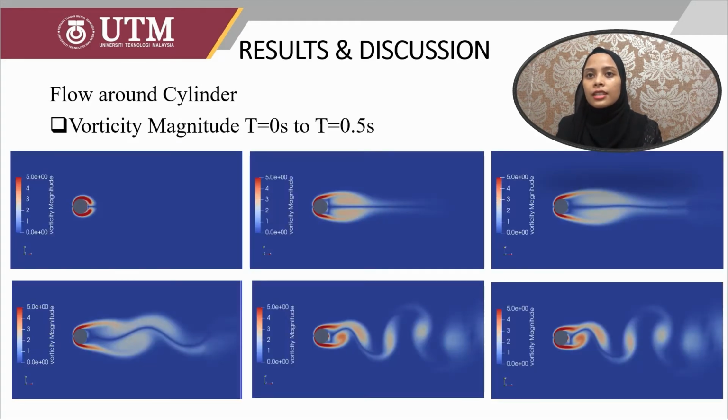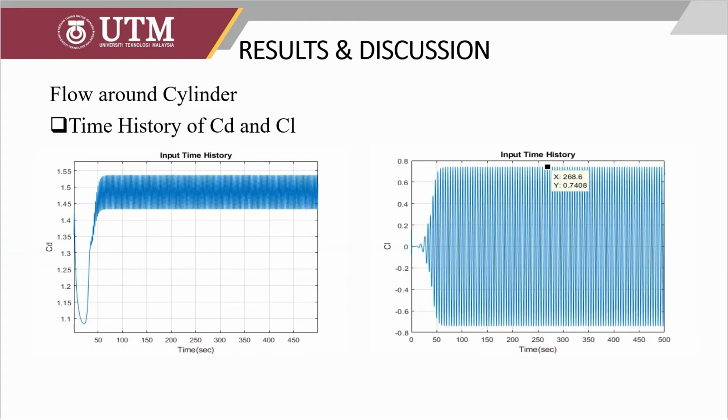The figure shows the vorticity magnitude around the circular cylinder from time 0 second to 0.5 second. As seen from the figure, as the flow streamed past the cylinder, vortices were formed behind the cylinder. These 6 figures show the formation of the vortices from time 0 second to the time where it reaches the steady state condition. These two figures are the result of the time history of CL and CD for the transient turbulent case simulation at Reynolds number 200 for a circular cylinder.